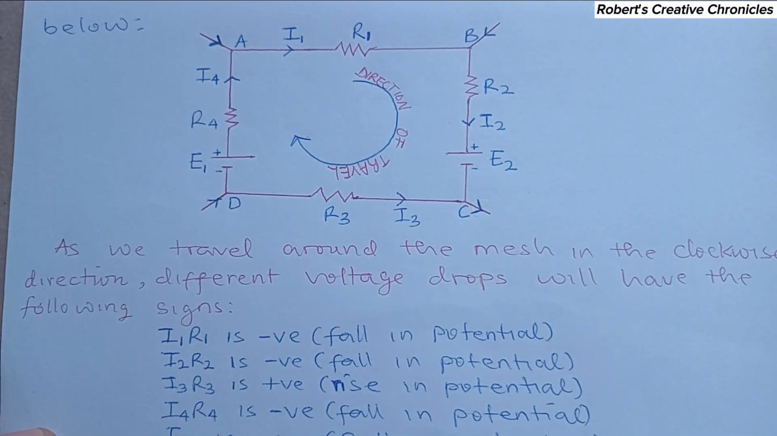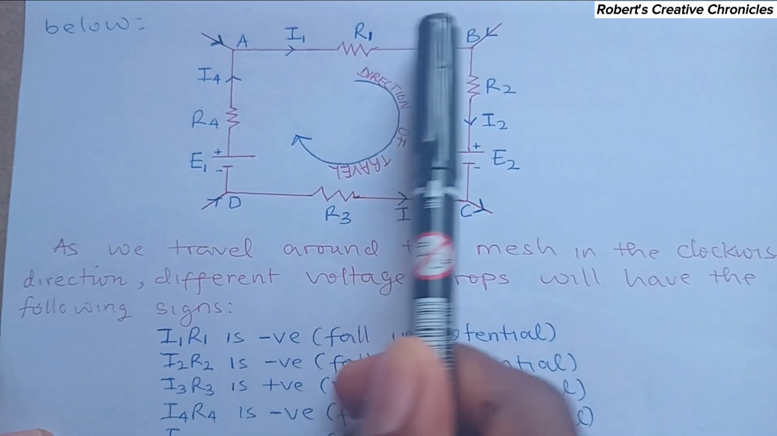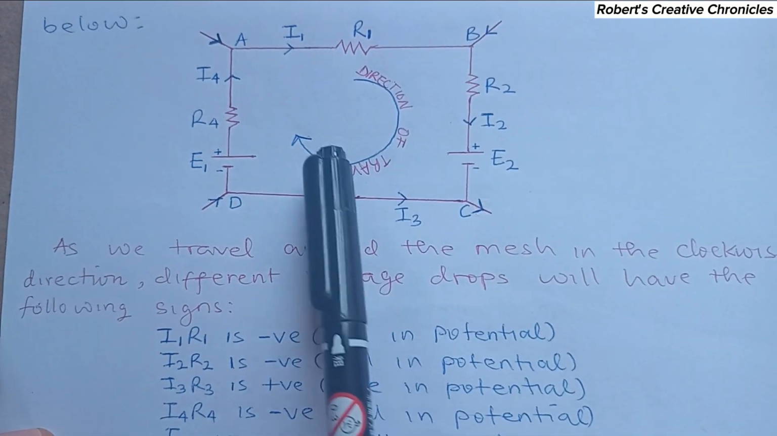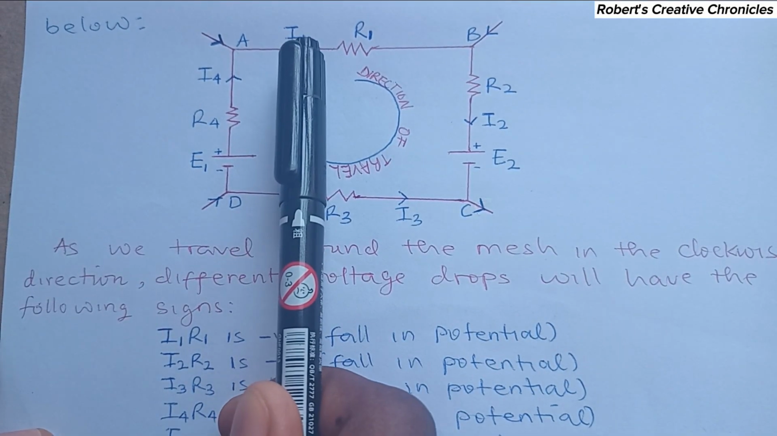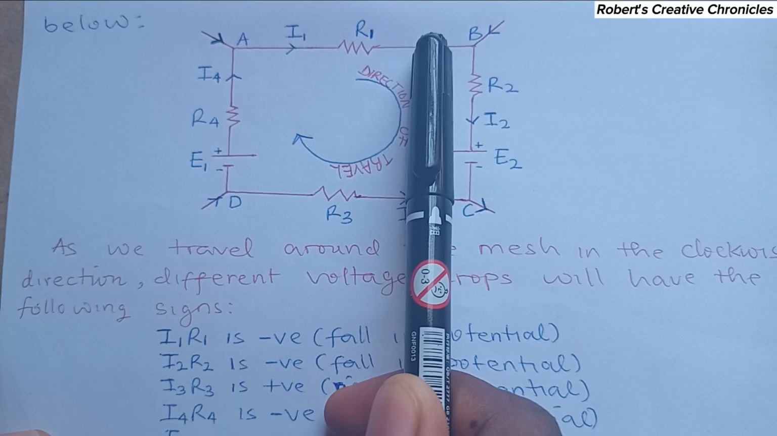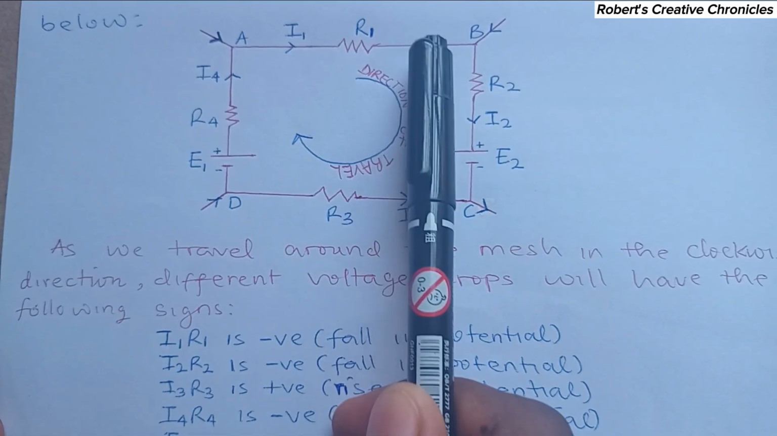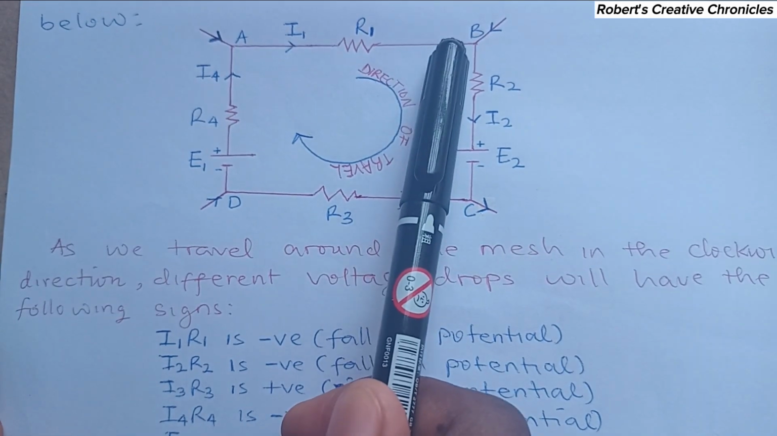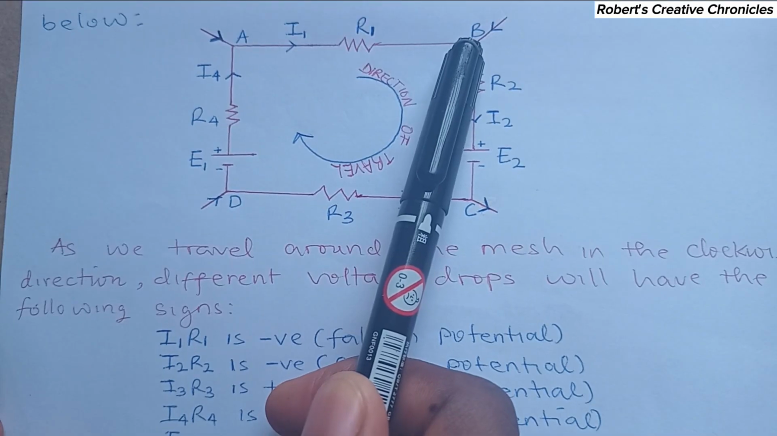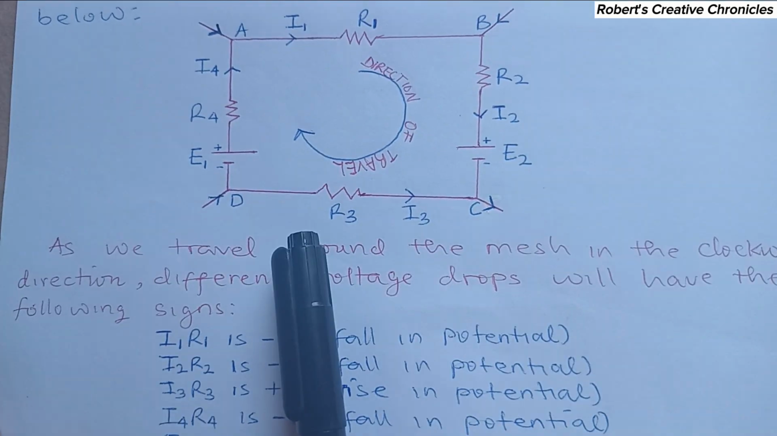Now, since current moves from higher to lower potential, that means here will be positive, here will be negative. As we are moving, we will pass positive potential, and the last one will come across negative potential. So since we are coming across the negative potential, that's the sign, the last one that we come across, that's the sign that will be assigned to the voltage.